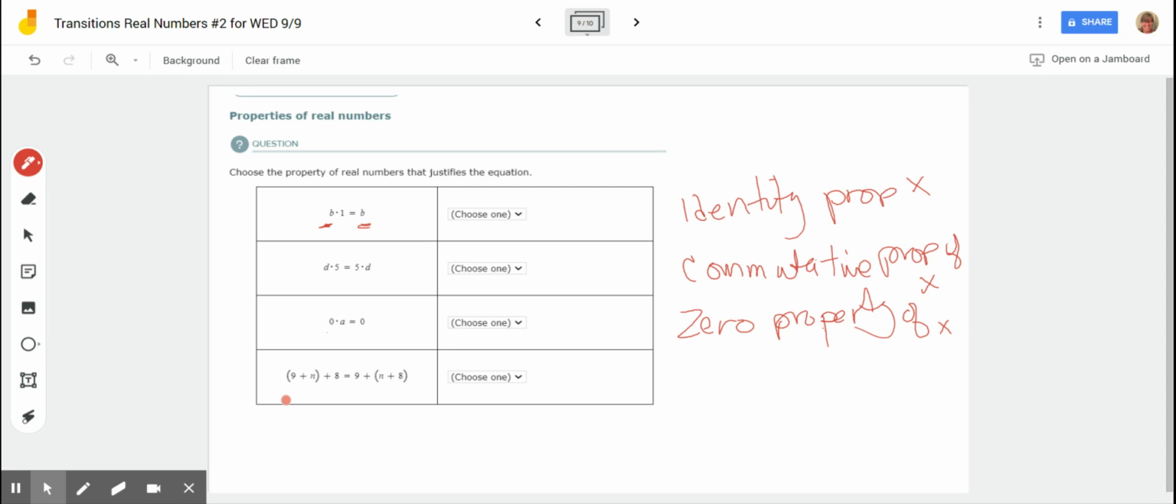All right. Take a look at this one. What happens? Let's check the order. 9 and 8, 9 and 8. Same order. What changed? Just the parentheses.